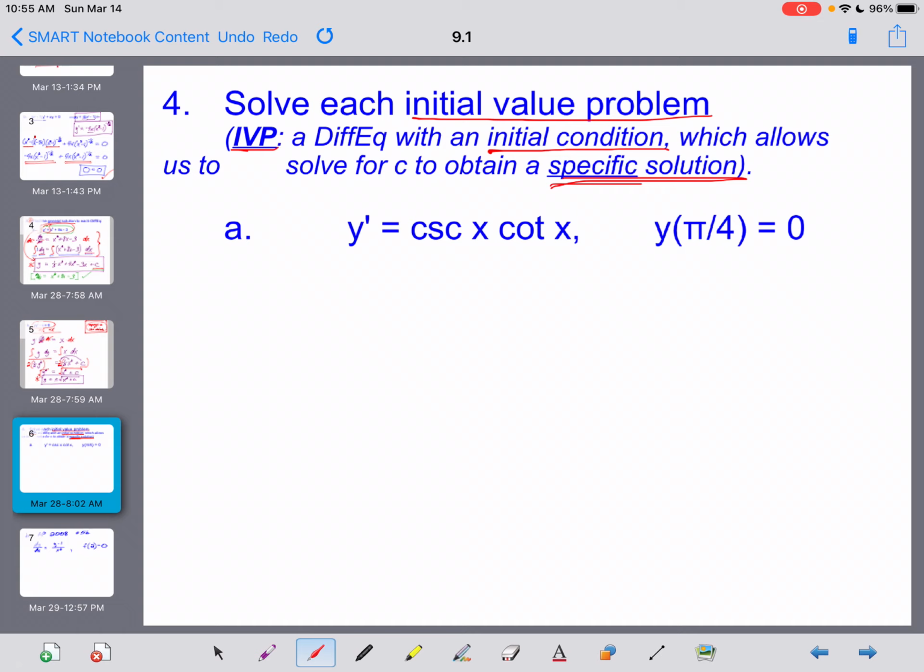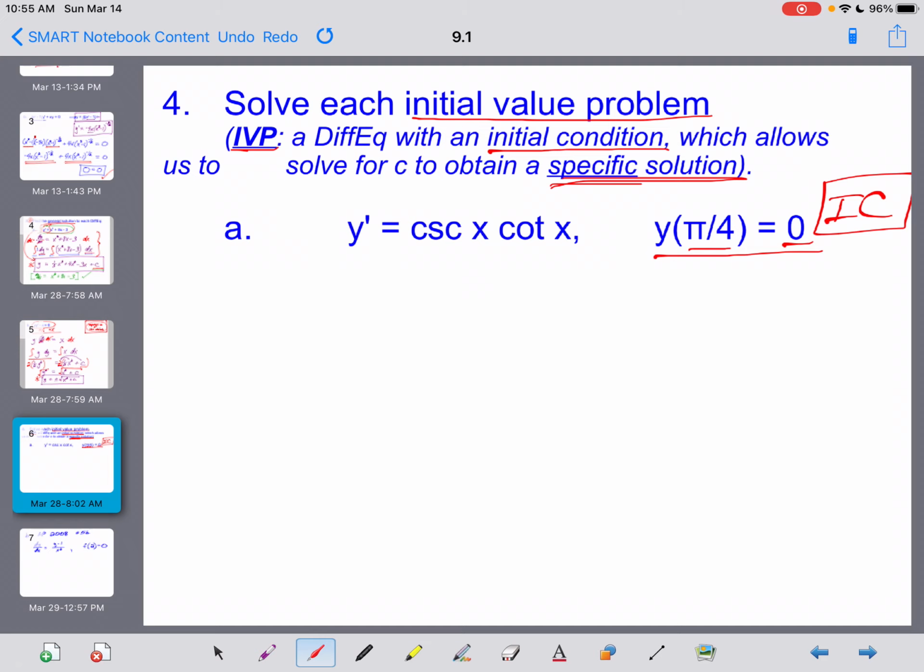So let's take a look at example A. Y prime is equal to cosecant of x times cotangent of x, and they've also given us this initial condition. In fact, I'll write that down. That is your IC, your initial condition or your initial value, meaning that when x is equal to pi over 4 in the original function, our y value has to end up being 0. So let's see what this looks like.